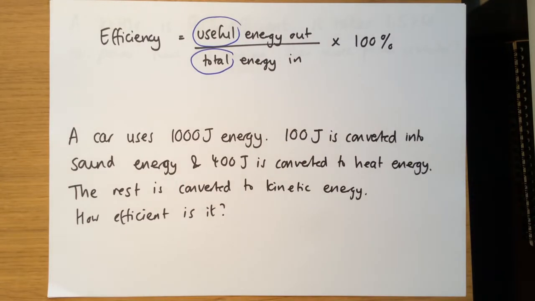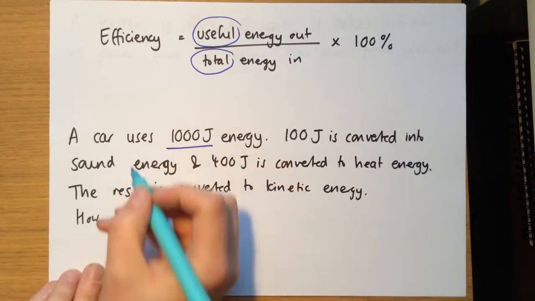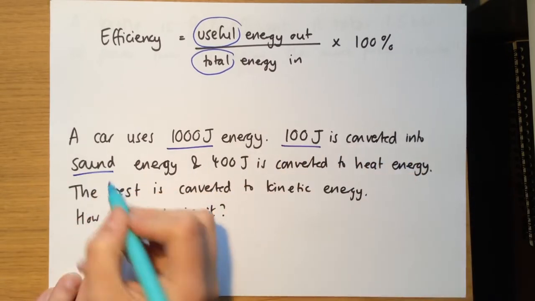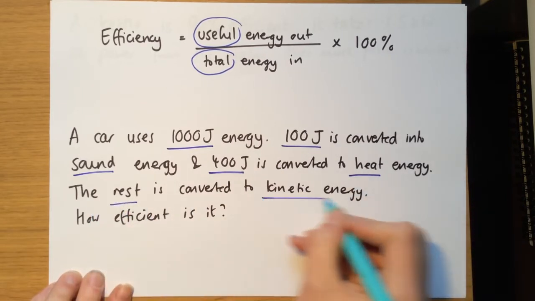Okay. So the easiest way to think about this is to look at an example. We've got here that a car uses 1,000 joules of energy. It used the total energy in. 100 joules is converted into sound. 400 joules is converted to heat. The rest is converted to kinetic energy.